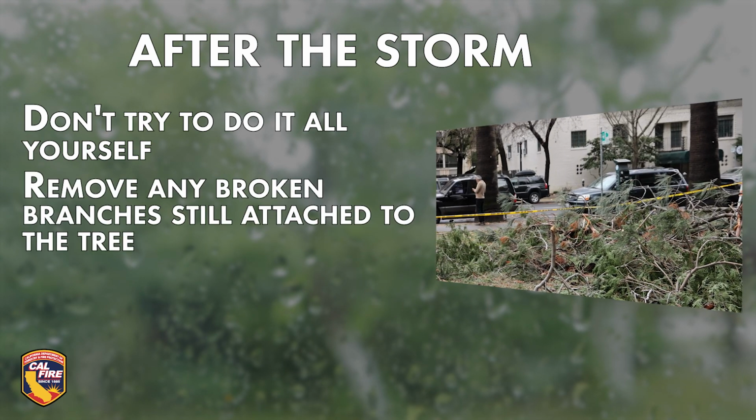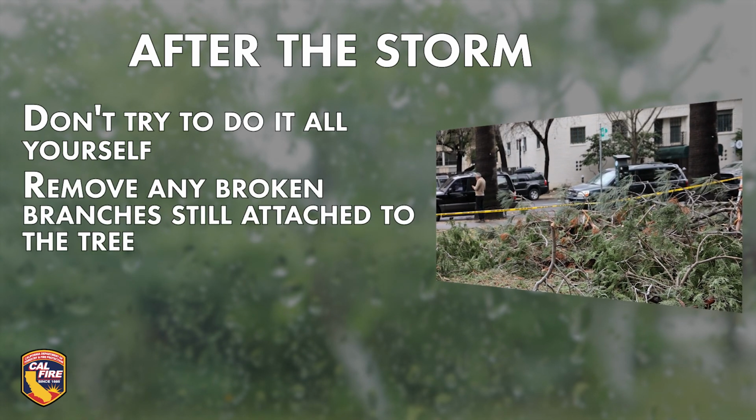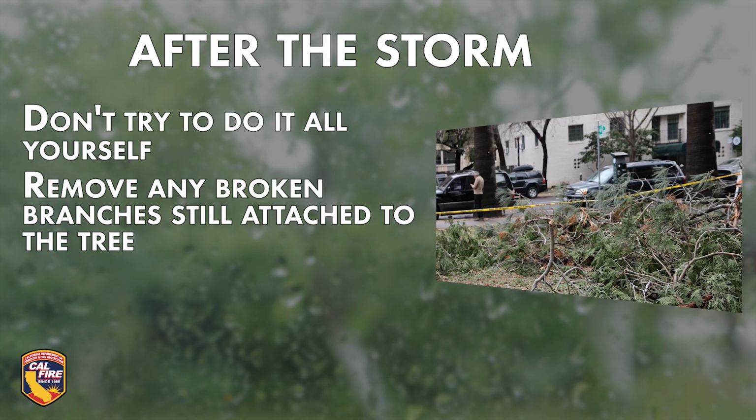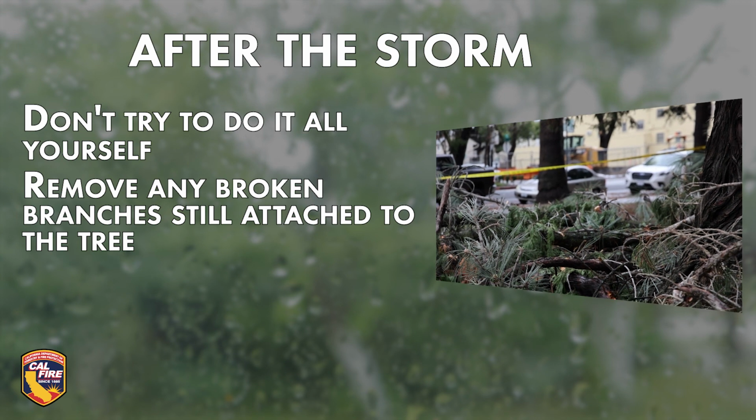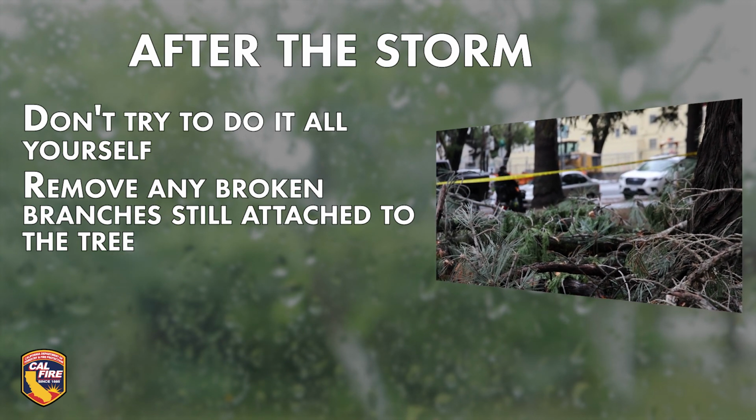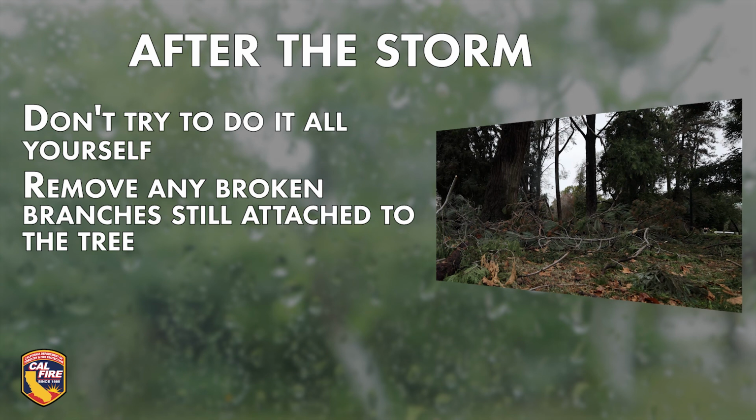Remove any broken branches still attached to the tree. Removing jagged remains of smaller sized broken limbs is one common repair that property owners can make after a storm. If done properly, it will minimize the risk of decay agents, disease, and pests entering the wound.